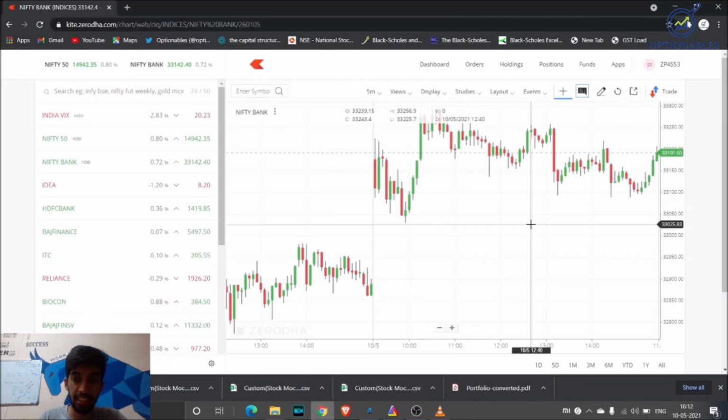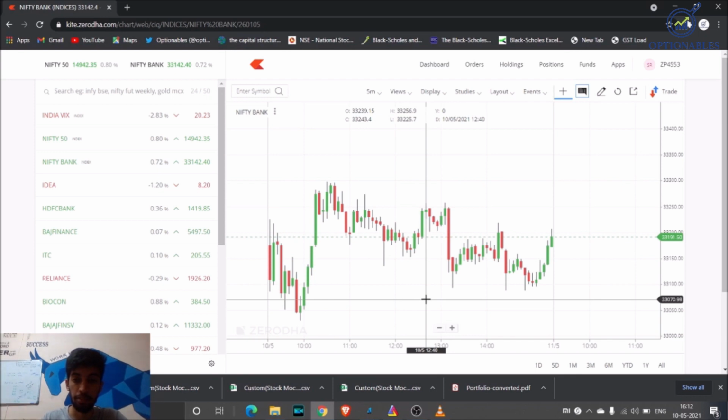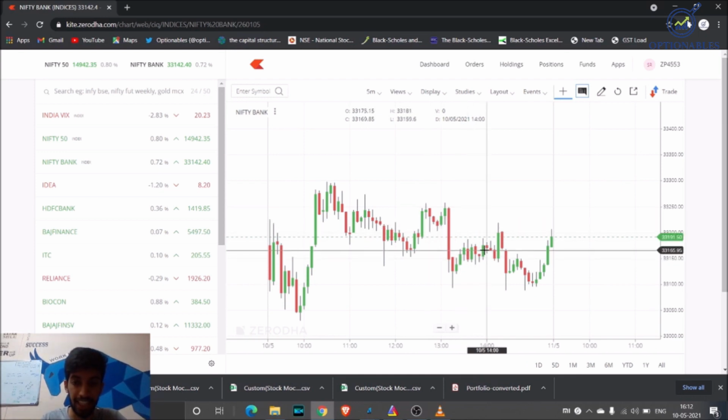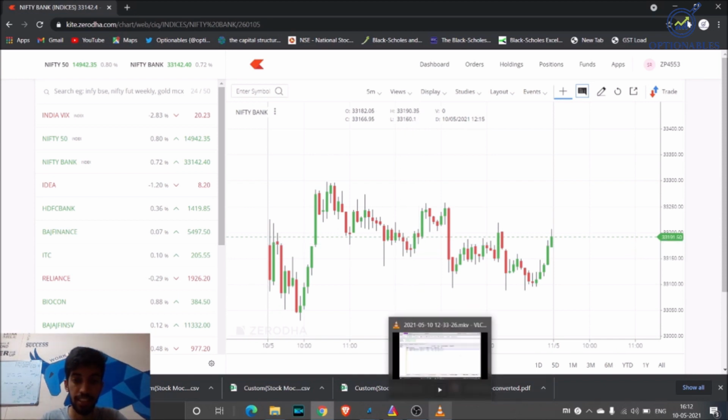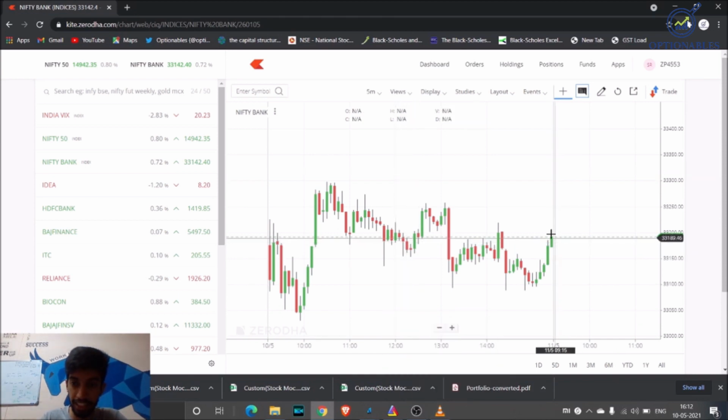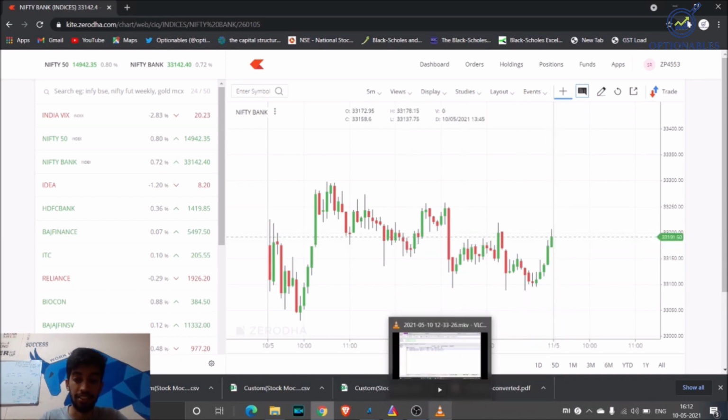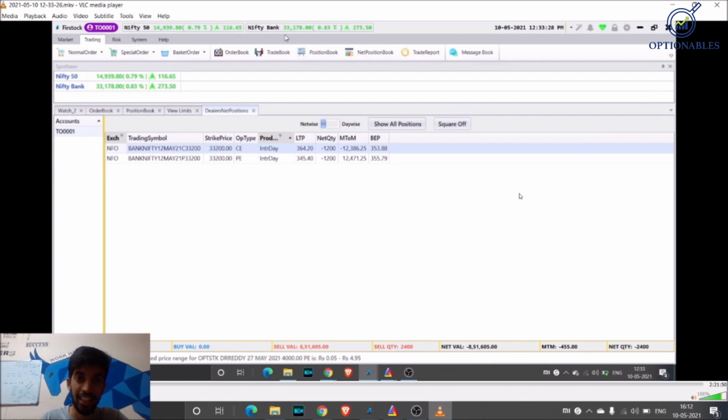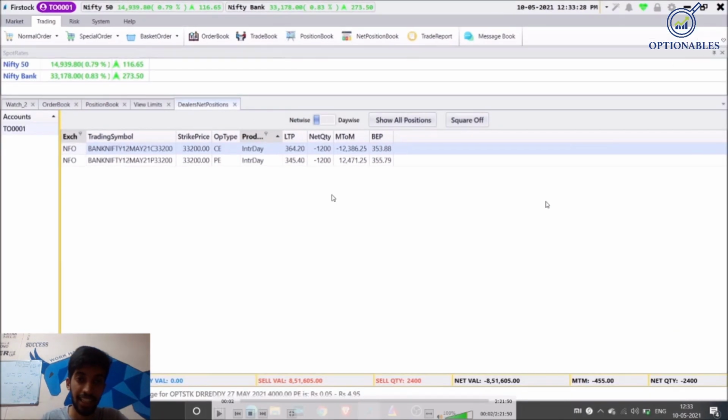This is the 5 minute chart of BankNifty which I have opened on Kite, and you can see around 12:30, BankNifty was in the range of somewhere around 33,178. I think that's also visible on the screen. You can see from here to here, there's absolutely zero move. It's 33,178, and this is when we take the trade.